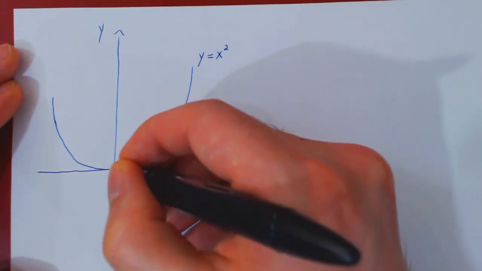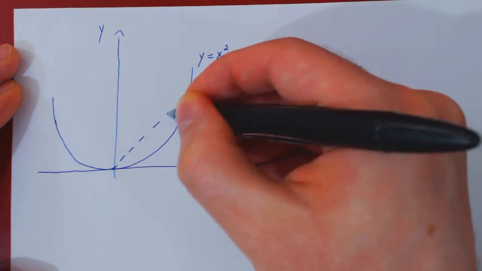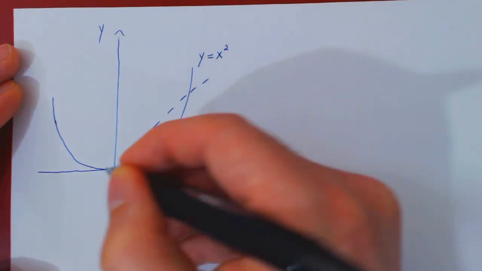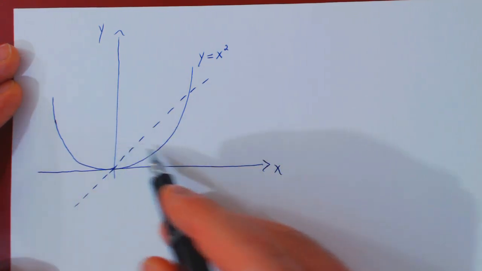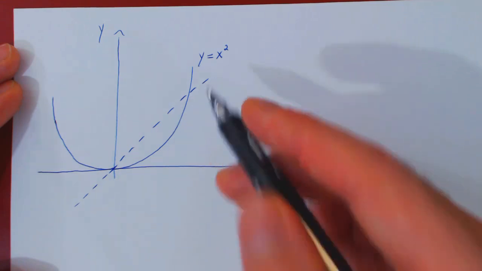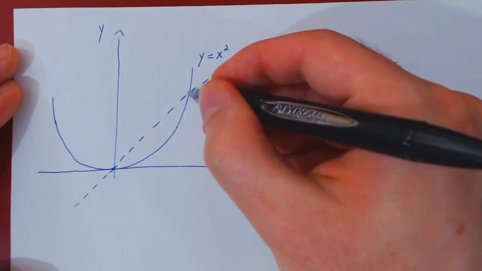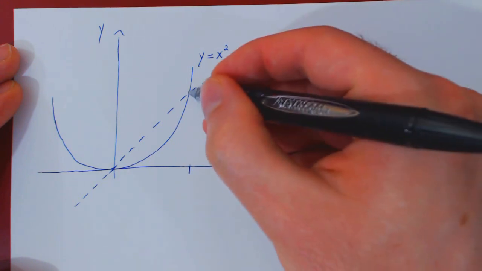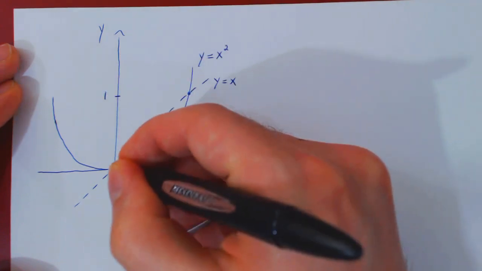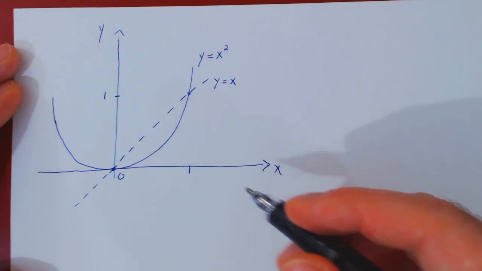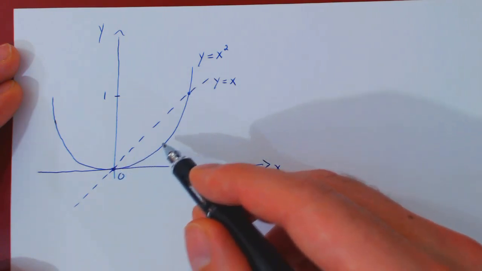So if you sketch roughly here y equals x, it cuts the first quadrant right down the middle, and this is of course the point 1, 1, right? 1 squared is 1. So let's reflect the two pieces one at a time. So let's first reflect this piece.